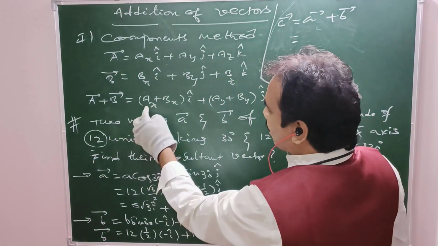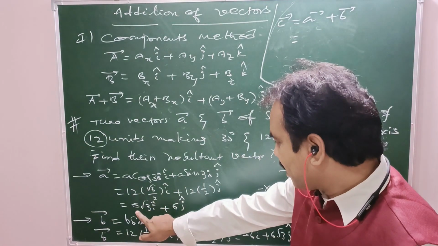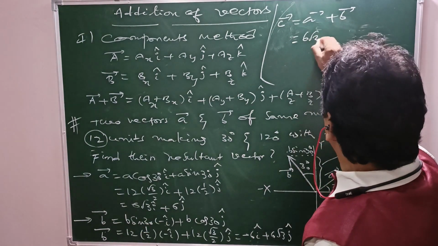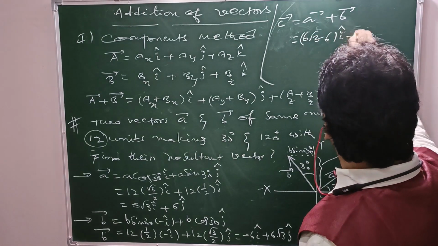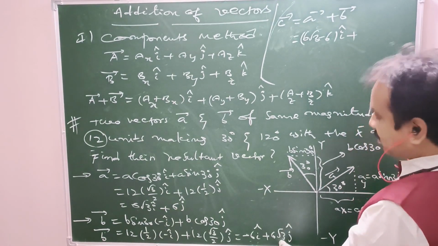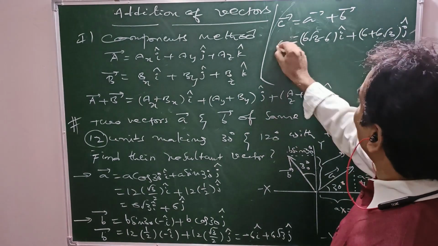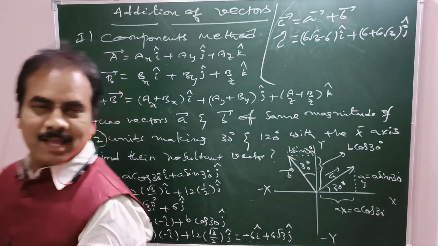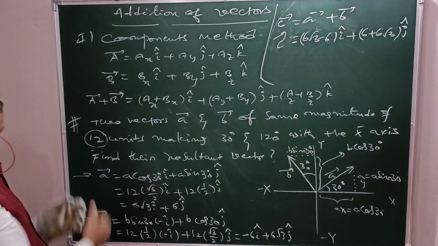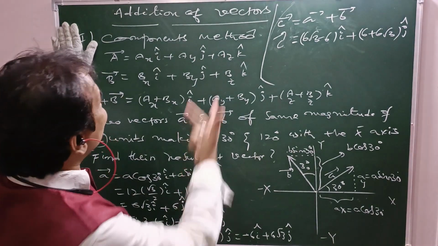What is A bar plus B bar? Sum of similar components. Here 6 root 3 into I cap, here minus 6 I cap, that is 6 root 3 minus 6 into I cap plus, here what is the y coordinate? 6. Here what is the y coordinate? 6 root 3, that is 6 plus 6 root 3 into J cap. So this is the resultant vector of A bar and B bar. Right, this is the components method in finding the resultant of two vectors, that is addition of vectors.